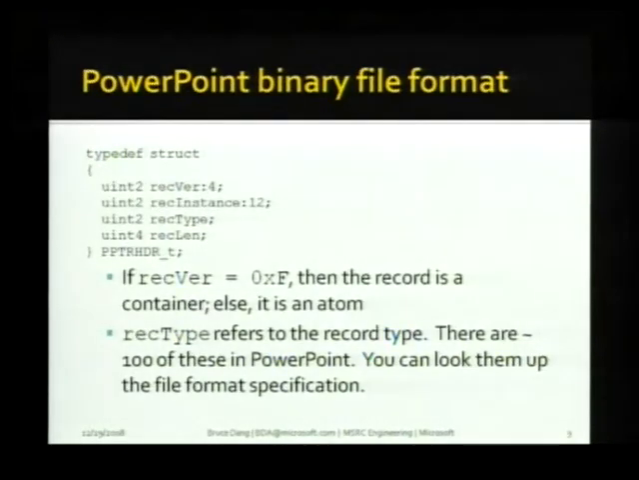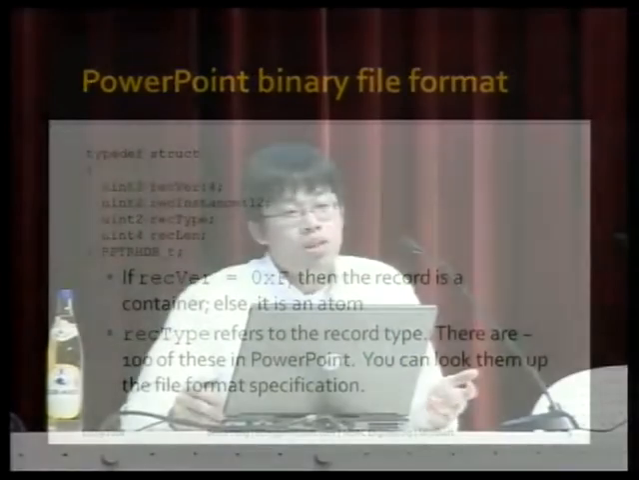I can't remember. But basically, it's a very small structure, and the way you can figure out if a record is a container or an atom is just based on rec version. If it's equal to 0xF, then the record is a container. Anything else is an atom. And the record type refers to the PowerPoint specific record types. And these are the records that we document in the file format spec that we released.